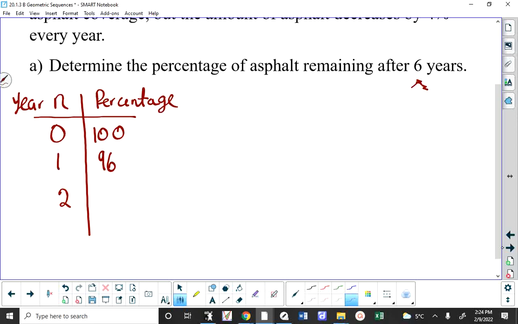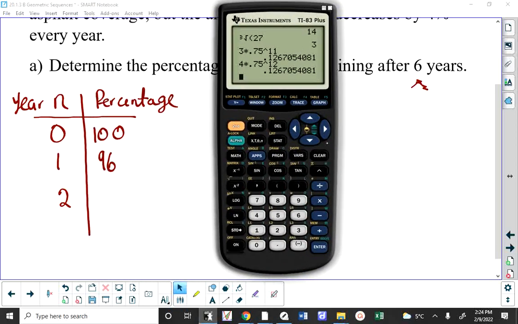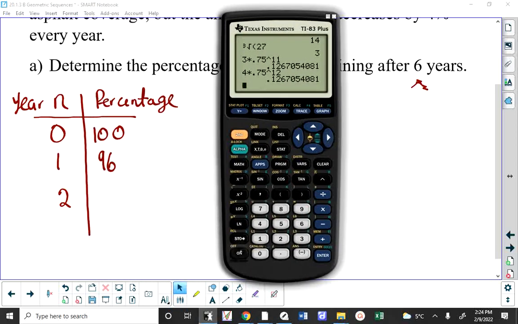You can't just go subtracting 4. It's 4% of that 96 that you lose. So what you need to do is go back to elementary and junior high and remember that 4% of something means 4 divided by 100. Of means times. So 4% of 96 means 0.04 times 96.